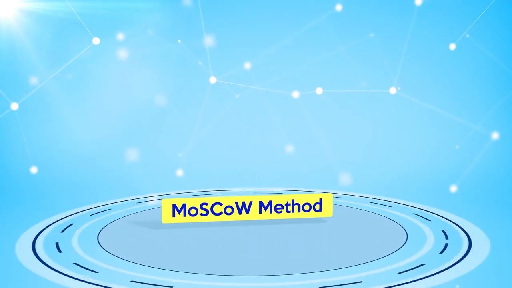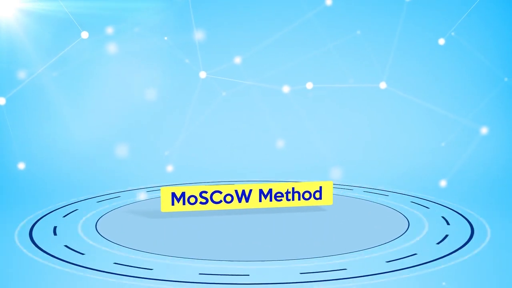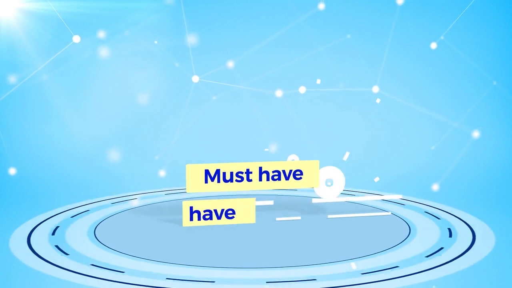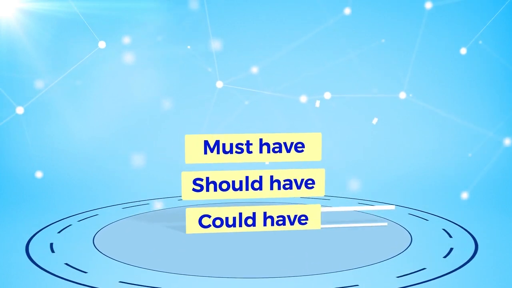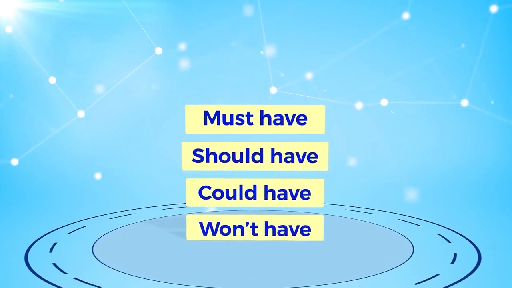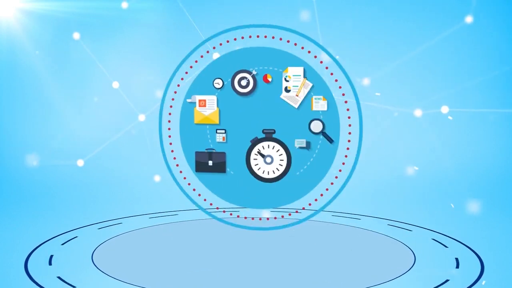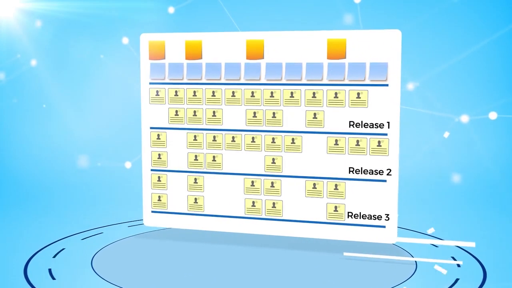Using the MoSCoW method is a way to start thinking about user stories in terms of must-have, should-have, could-have, and won't-have, and is a great way to identify the scope of a project and then create a user story map.